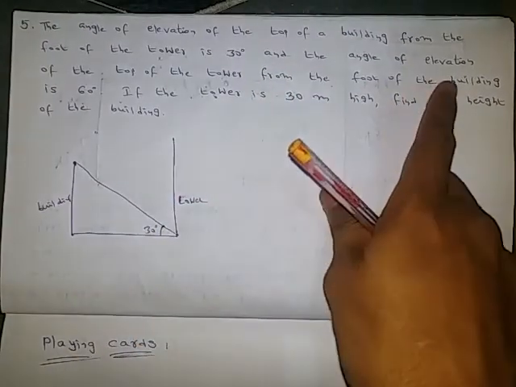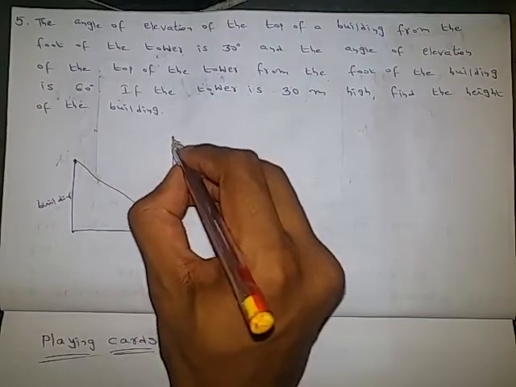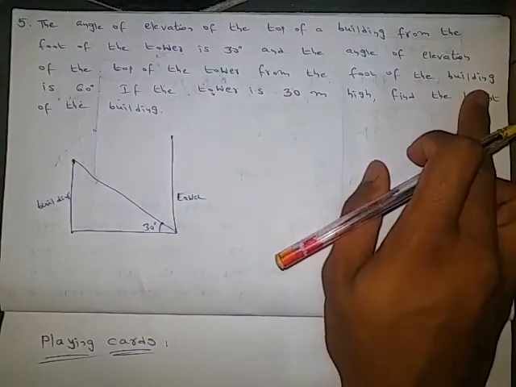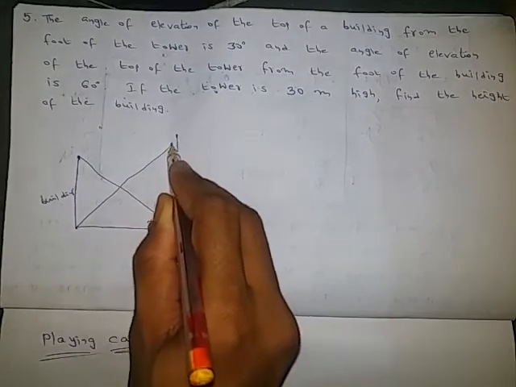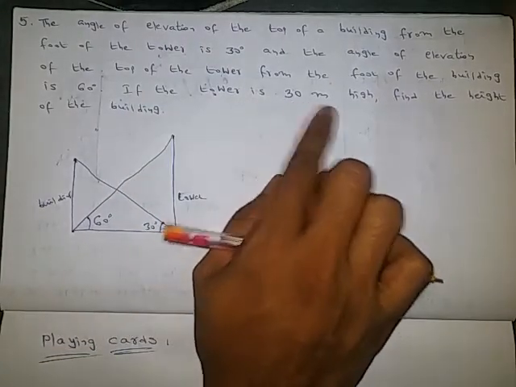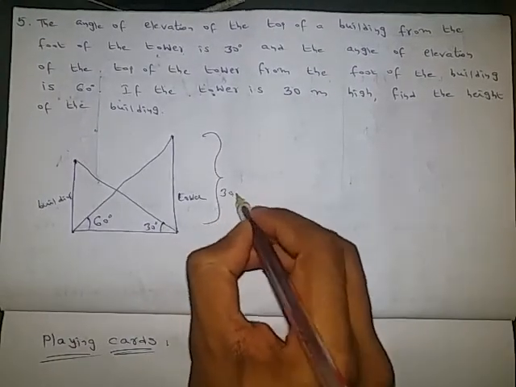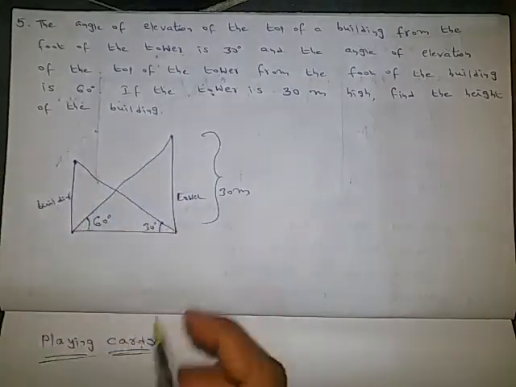And the angle of elevation of the top of the tower, this is the tower top, from the foot of the building to the top of the tower, is given as 60 degrees. If the tower is 30 meters height, this tower height is also given as 30 meters. Then find the height of the building. This building height we need to find out.